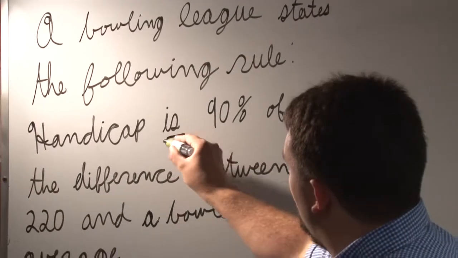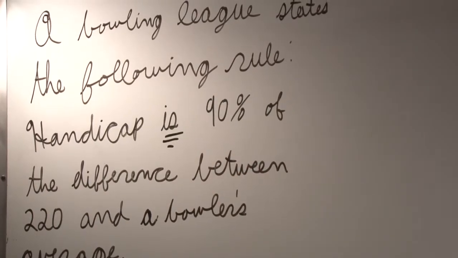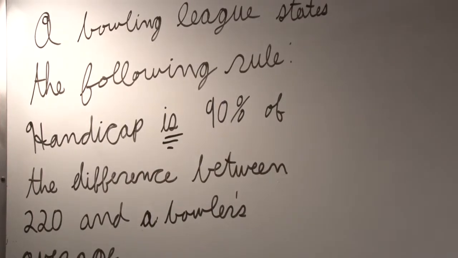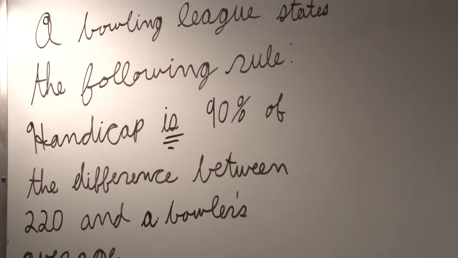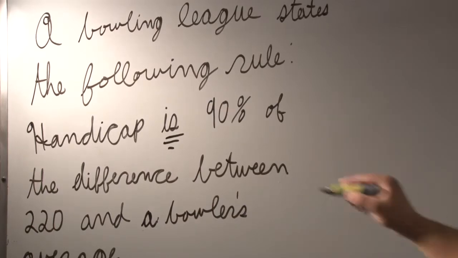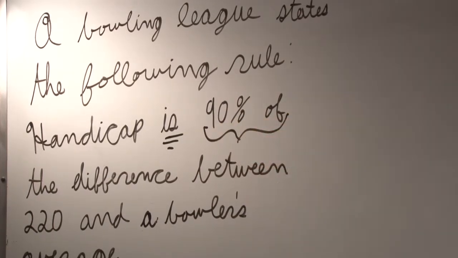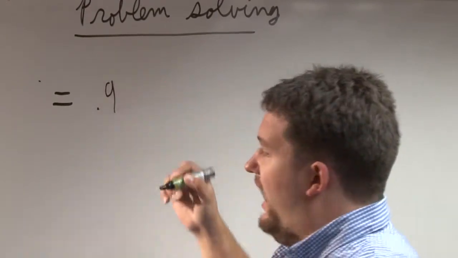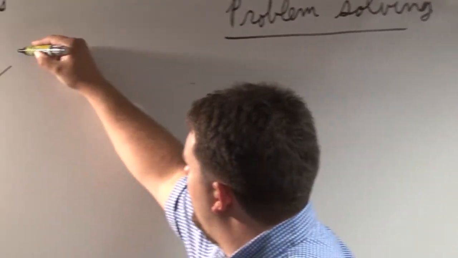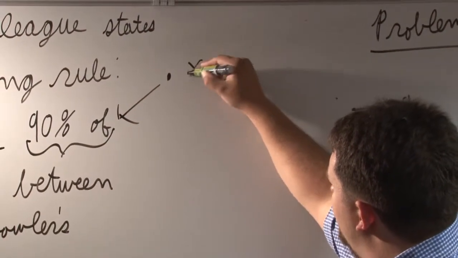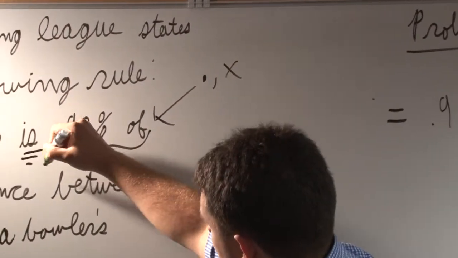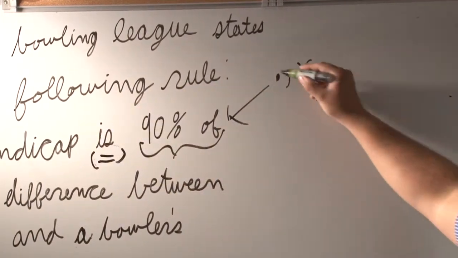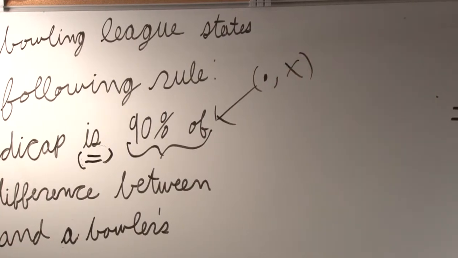Handicap is, if you have that handout that a lot of teachers will give out on translation, "is" means equals. So I've got an equal sign there. Is 90% of, okay, well I've got another small phrase here that's a little different. So 90%, I'd have to convert that, which means 0.9. And "of," most of the time, means multiplication. So there's that and that.